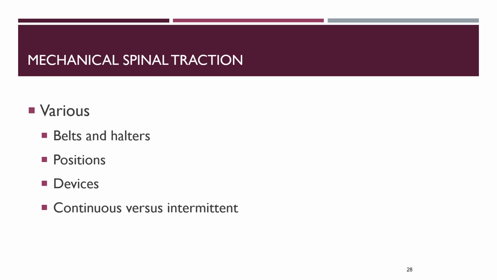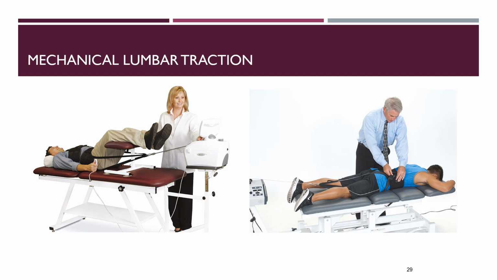We've talked about various types of spinal traction. We've seen at least the traction belt, the distraction belt. There are going to be different positions that we're going to talk about in our actual lab. There are different devices, continuous versus intermittent, and we'll talk about those in just a second. But let's look at a few images really quick.